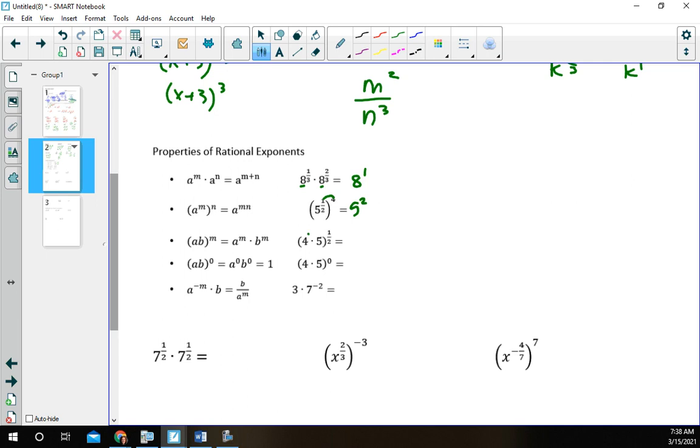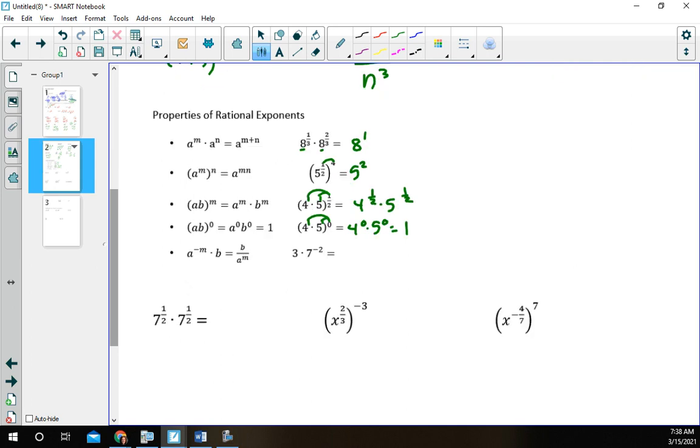If you have multiple things on the inside, we throw some 1s on there, so I have the 1/2 to go to. So 4 to the 1/2 times 5 to the 1/2, because 1/2 times 1 and 1/2 times 1. Okay, same thing with this one. We distribute it in. 4 to the 0 times 5 to the 0, but anything to the 0 power is 1.